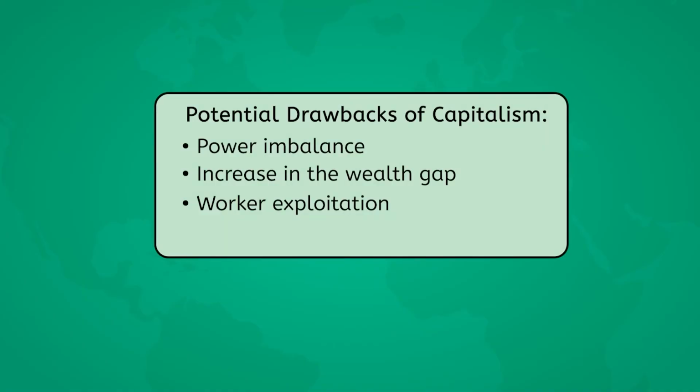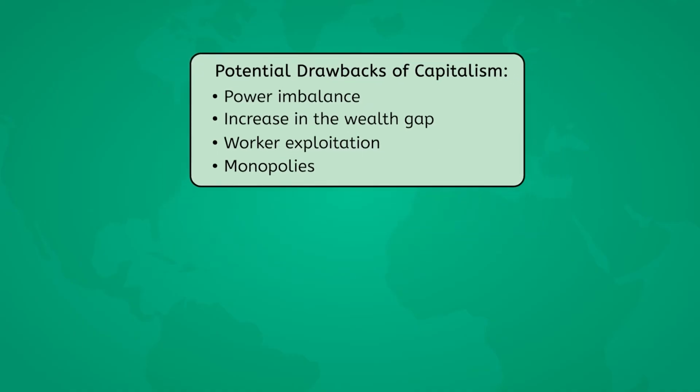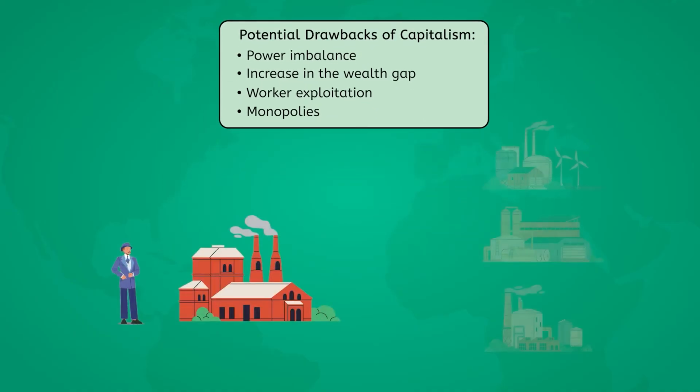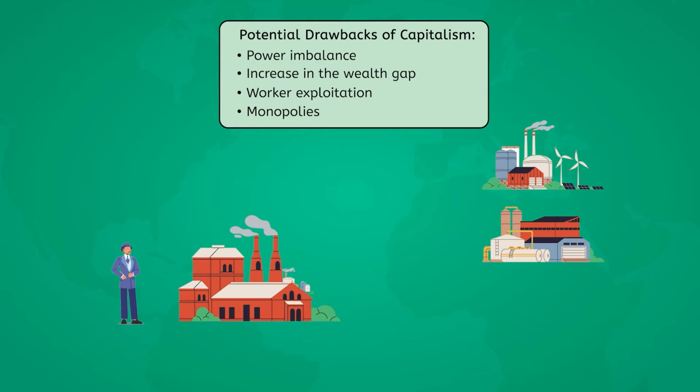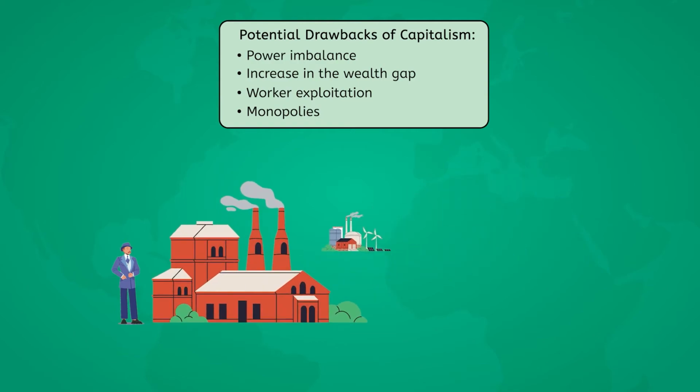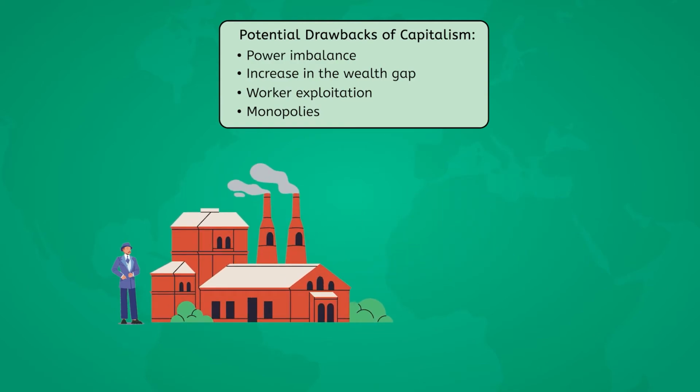It could also lead to monopolies. Unrestrained capitalism led to the rise of monopolies, where one industrialist could buy out their competitors and control an entire industry, leaving workers with no other employment options.